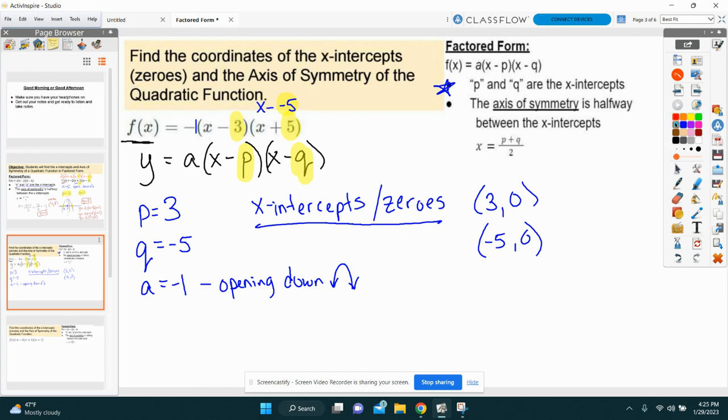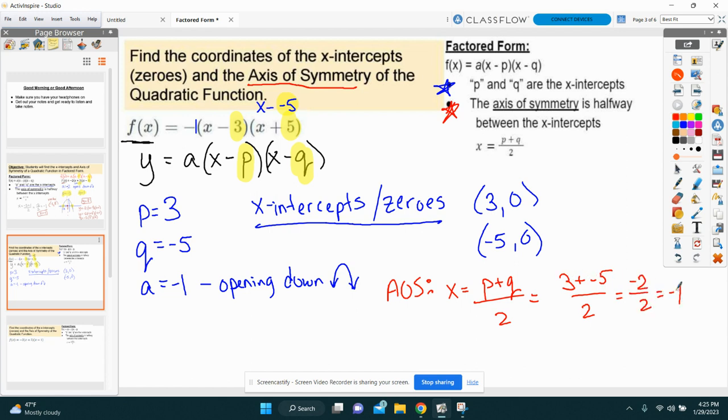And then we also have to find the axis of symmetry, the AOS. To find it we use right here, the second bullet point. The axis of symmetry is the halfway point between these two. So you add them up, you use the formula P plus Q, then you divide it by 2 to find the middle. So P is 3, Q was negative 5, and we're going to divide both of those by 2. So 3 plus negative 5 is negative 2, divided by 2, which is negative 1. So our AOS is an equation at x equals negative 1.